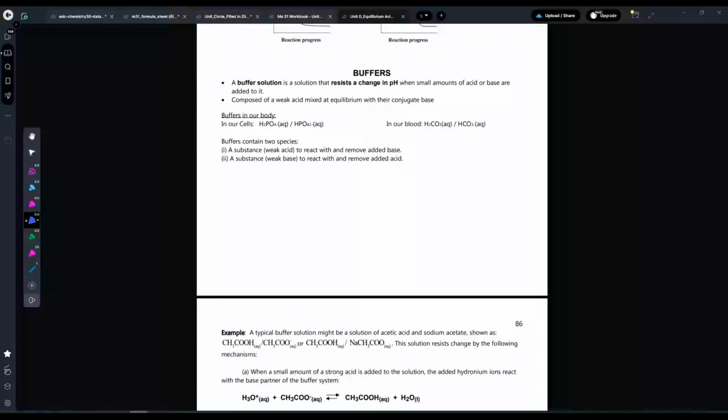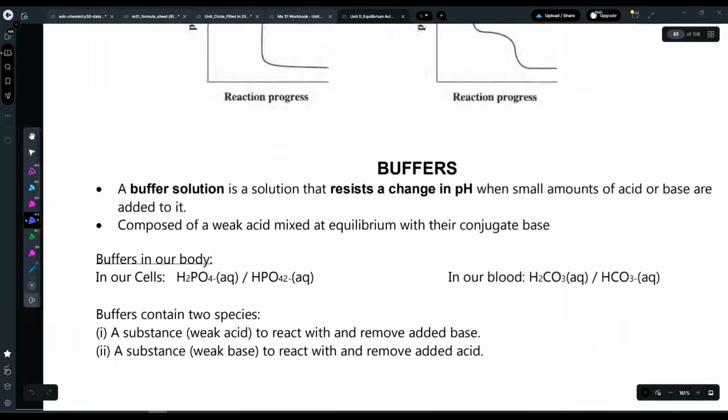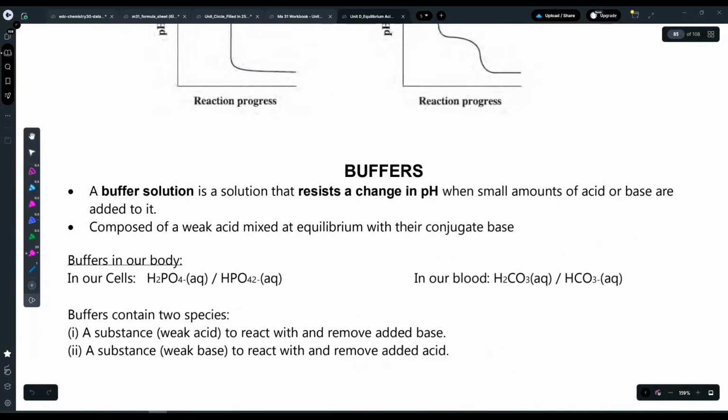In this video, we're going to talk about buffers and acid deposition. So with buffers, what that is, is a solution that resists change to pH when small amounts of acid or base are added to it. So a buffer solution is composed of a weak acid with its conjugate base.